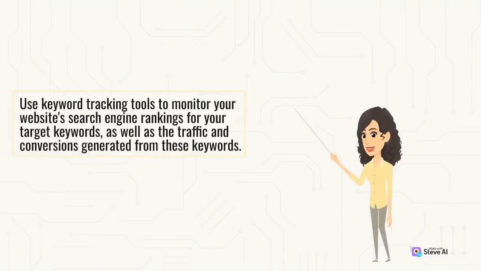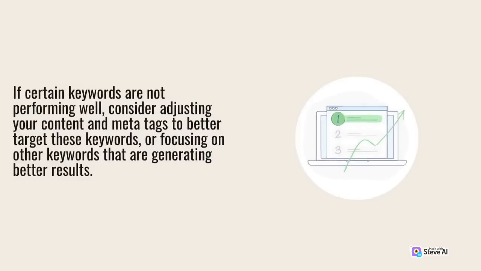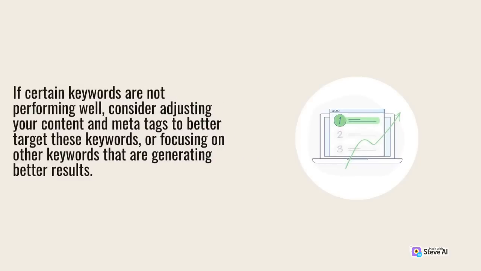Use keyword tracking tools to monitor your website's search engine rankings for your target keywords, as well as the traffic and conversions generated from these keywords. If certain keywords are not performing well, consider adjusting your content and meta tags to better target these keywords, or focusing on other keywords that are generating better results.